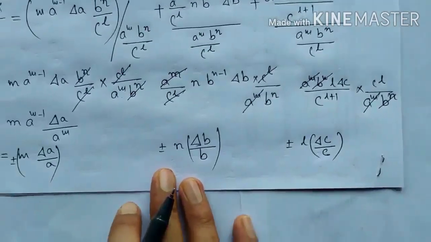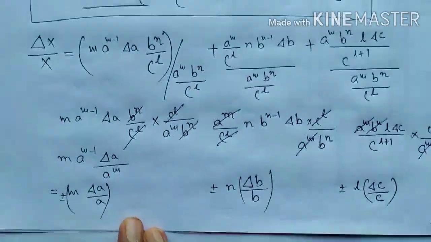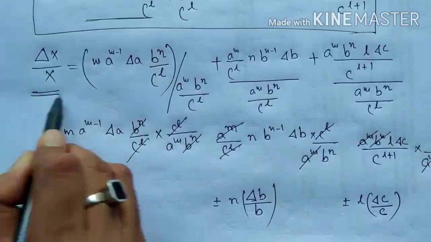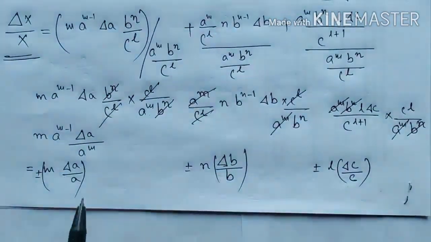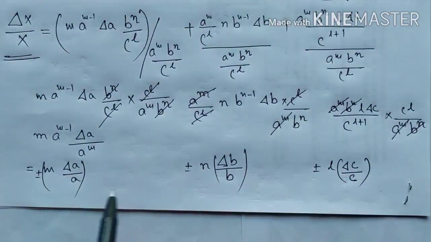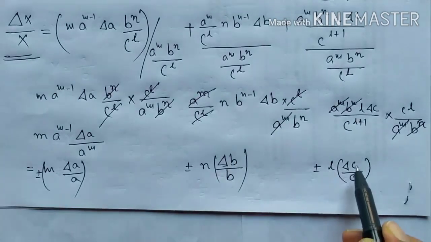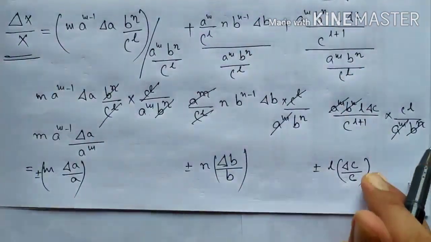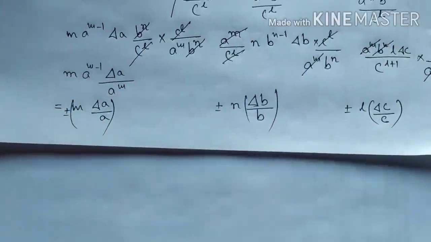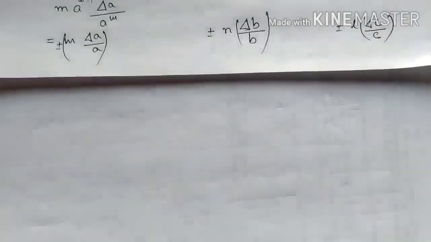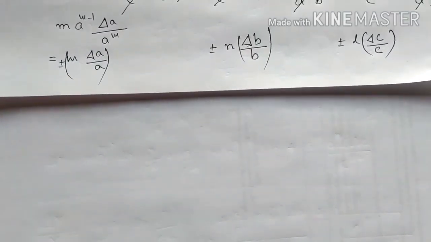So you see the expression of delta x by x. So delta x by x comes out to be plus minus m delta a by a plus minus n delta b by b plus minus l delta c by c. So I am writing the expression again. From here on you can see the expression.